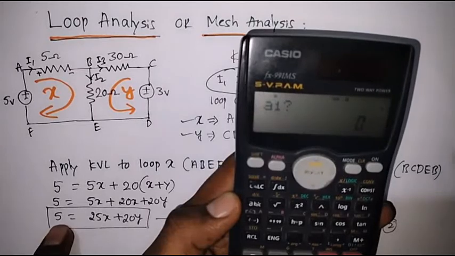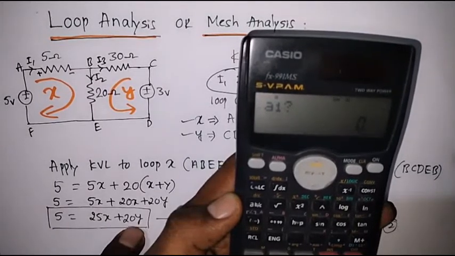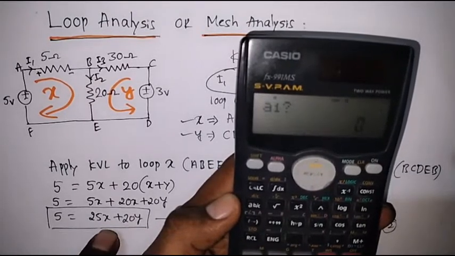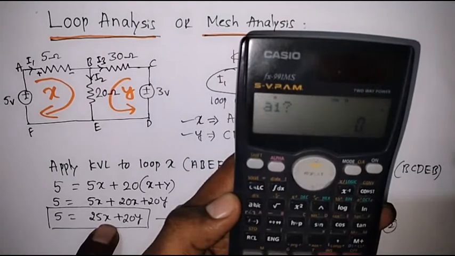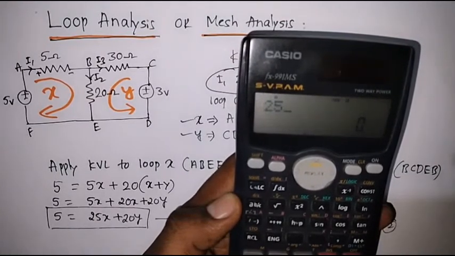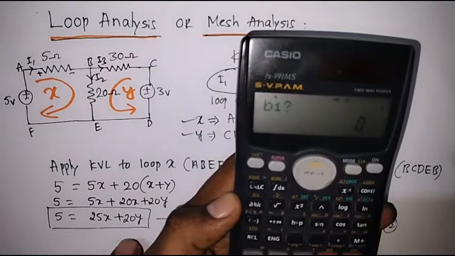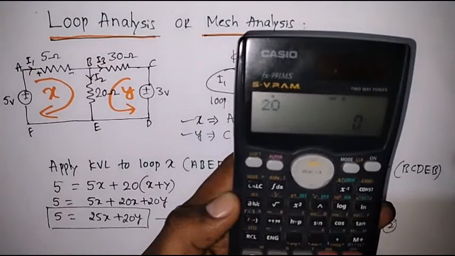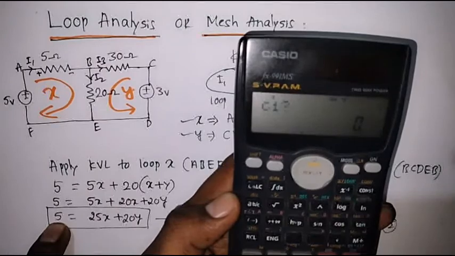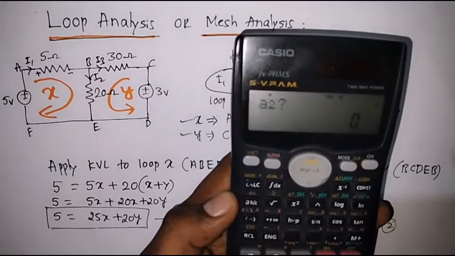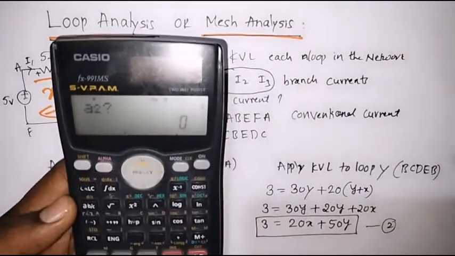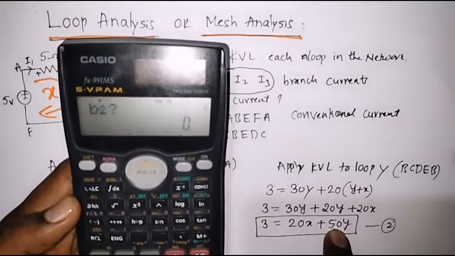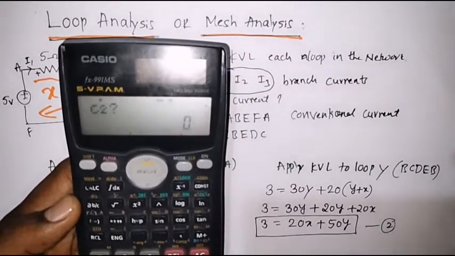In my equation, 5 is equal to 25X plus 20Y. I'll assume that this is the first variable and this is the second variable. Now we enter the coefficient of the first variable, that is 25. Next press equal. It is asking the coefficient of the second variable, that is 20. Then we type c1, which is this value, 5. Similarly, now we'll concentrate on the second equation. Here the coefficients in the second equation are 20, 50, and 3.